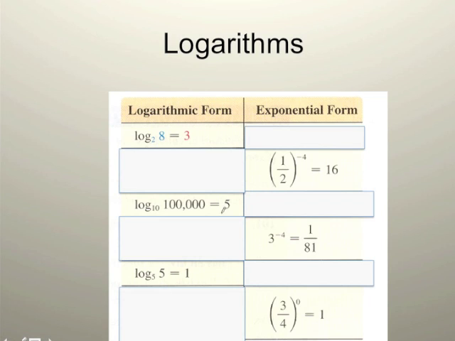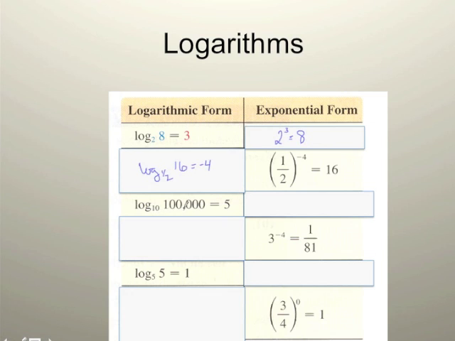So let's practice doing that transformation. Here we have logarithm form: log base 2 of 8 equals 3. In exponential form, the base is 2, the exponent is 3, and it equals 8. Now we want to change this exponential form to log form. It's log base 1/2. What are we raising to the power? Of 16 is -4. -4 is the power we raise 1/2 to get 16.